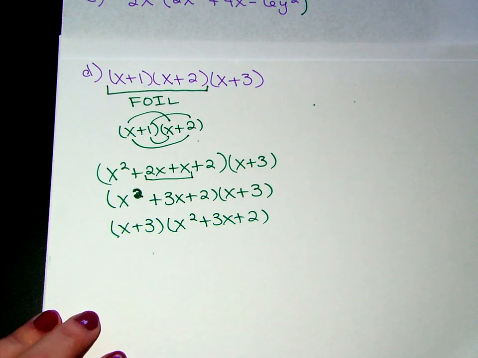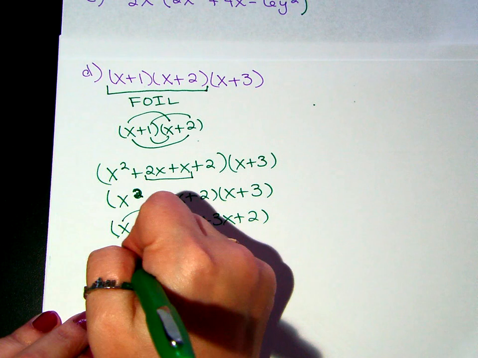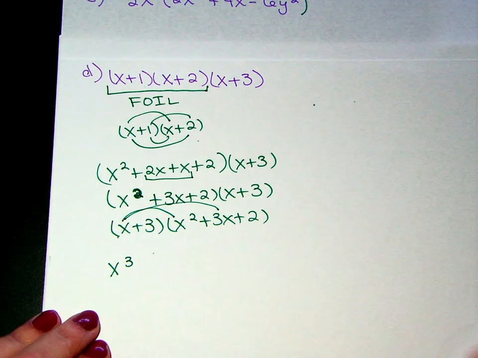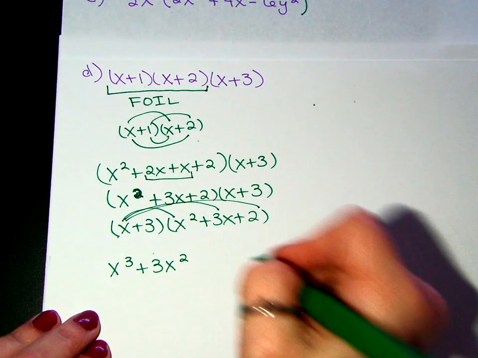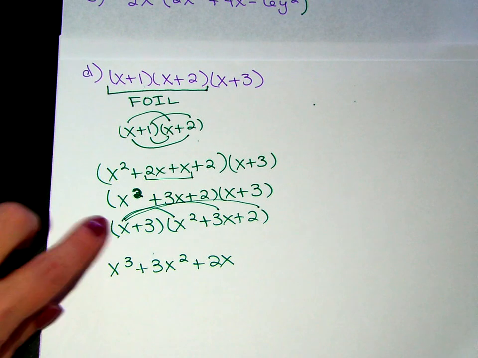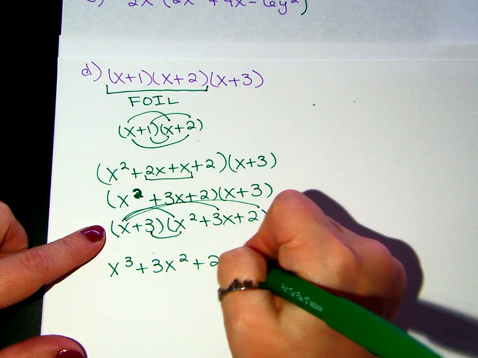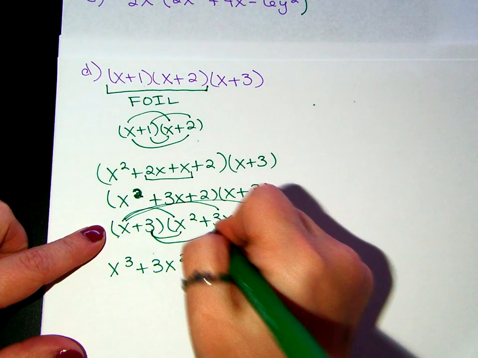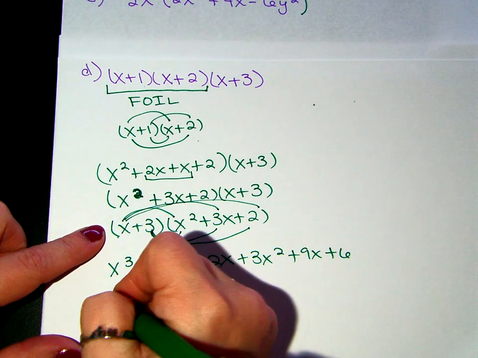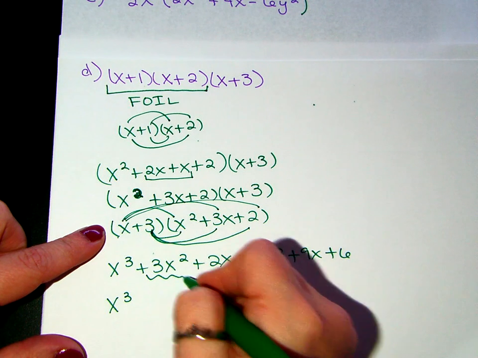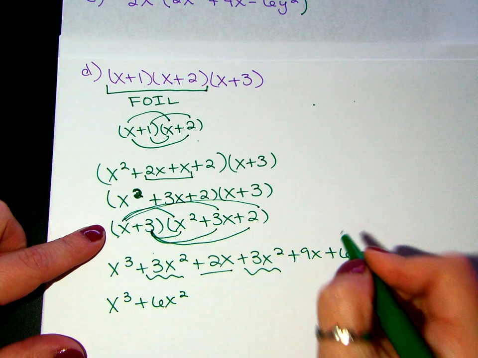Take x times x squared, giving me x to the third. X times 3x, giving me 3x squared. X times 2. That'll give me 2x. And then I've distributed that x to everything over here. Then I do the same thing with my 3. So I get 3x squared, 9x, and 6. And I combine my like terms. 3x squared and 3x squared will give me a 6x squared. 2x and 9x will give me an 11x. And then I have my plus 6 on the end.